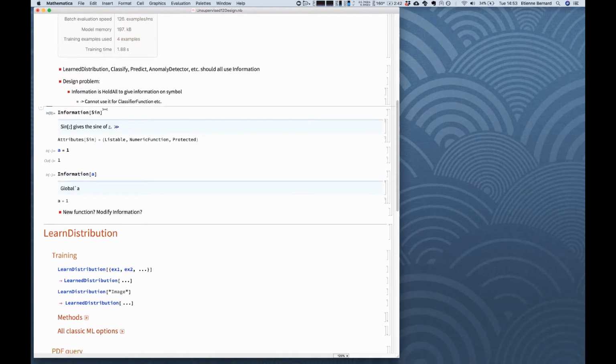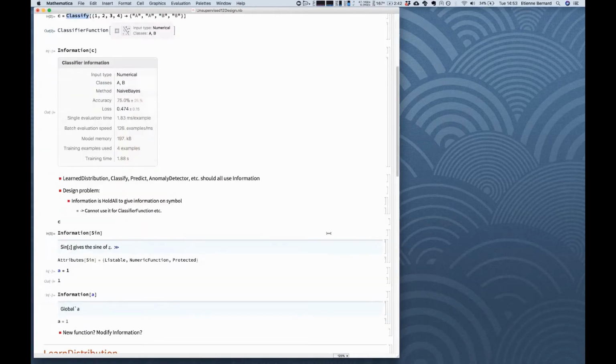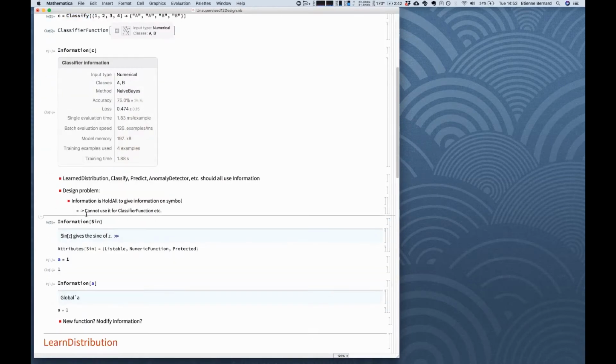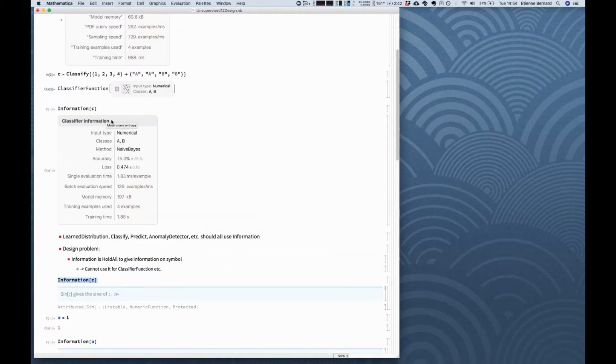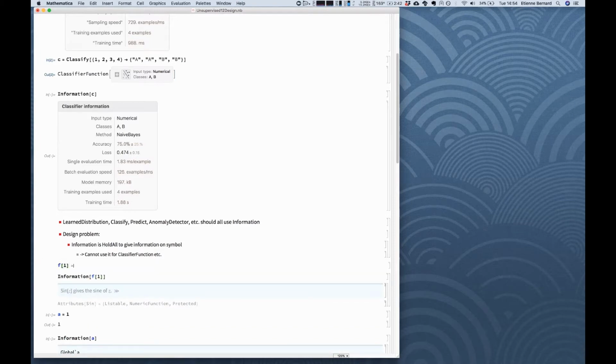But if I put classifier equal... No, I get it. It has a HoldFirst attribute on Information, which is probably exactly why. So Information of C will tell me C equals classifier function, so it will kind of override the value. What does it do if you say Information of f of x or f of 1, when f of 1 has a value? Does it deal with that in any sensible way? So just give f of 1 a value.